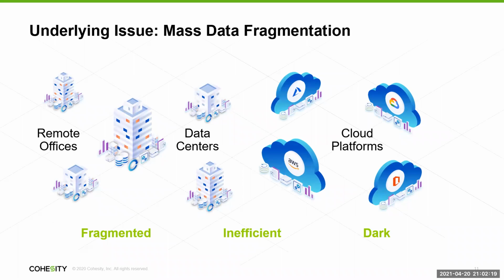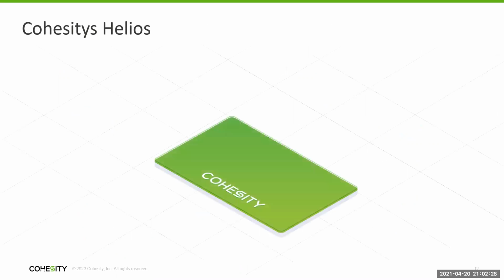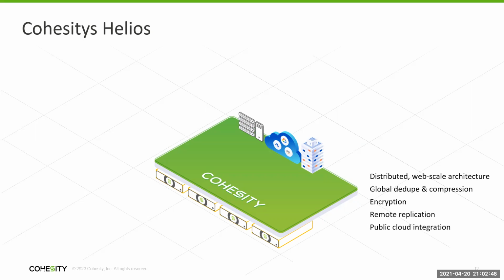So we solve this challenge with our Cohesity Helios platform. Under the covers, the platform is essentially a distributed web scale file system that sits on a number of nodes as a cluster. This cluster can be physical, but it can also be virtual, or it can run as software in the cloud. The platform has a number of capabilities included, like global deduplication, compression, encryption, and the ability to replicate data.